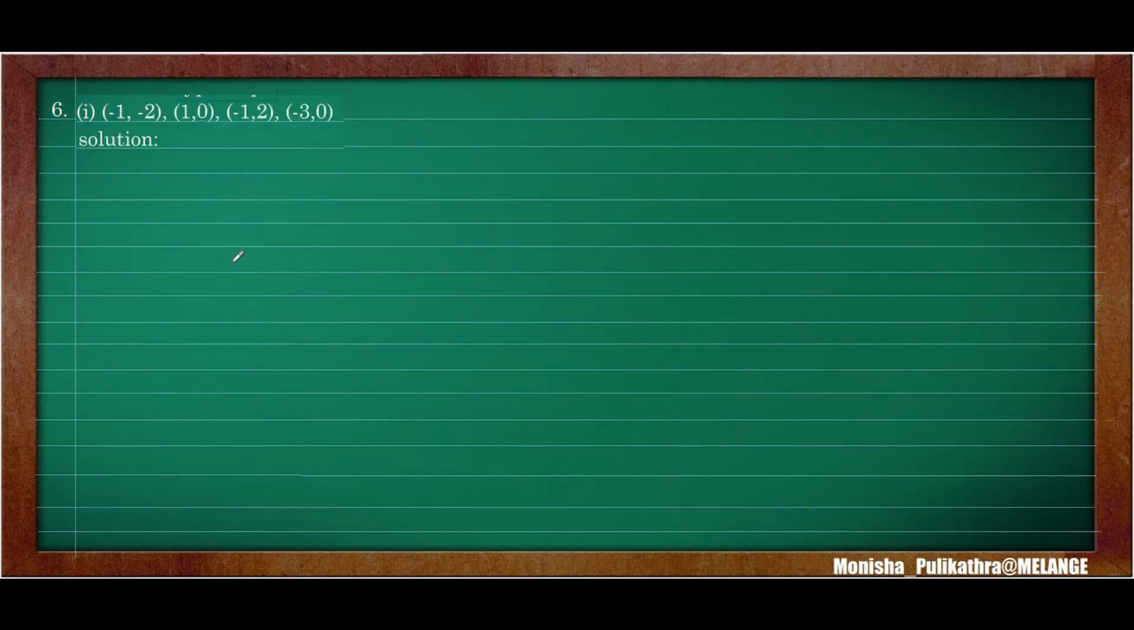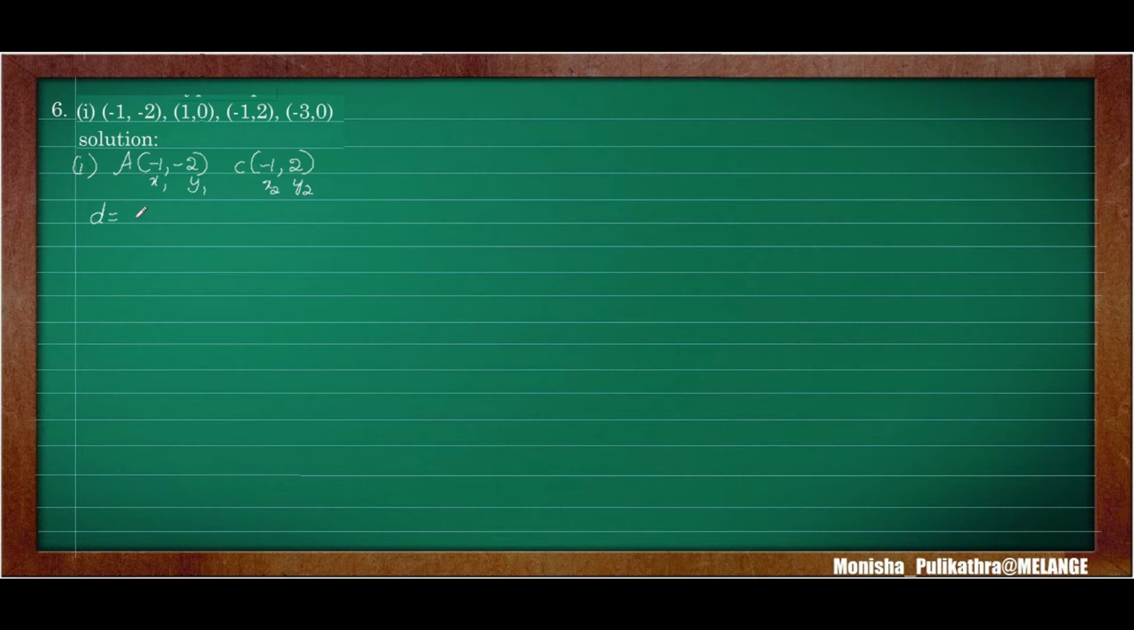So this is the continuation of the 6th problem. We have already found out all the sides of the given vertices. So now we need to find out the diagonals. Here the diagonal is AC and BD. A is minus 1 comma minus 2 and C is minus 1 comma 2. So let this be x1 y1 and this should be x2 y2.